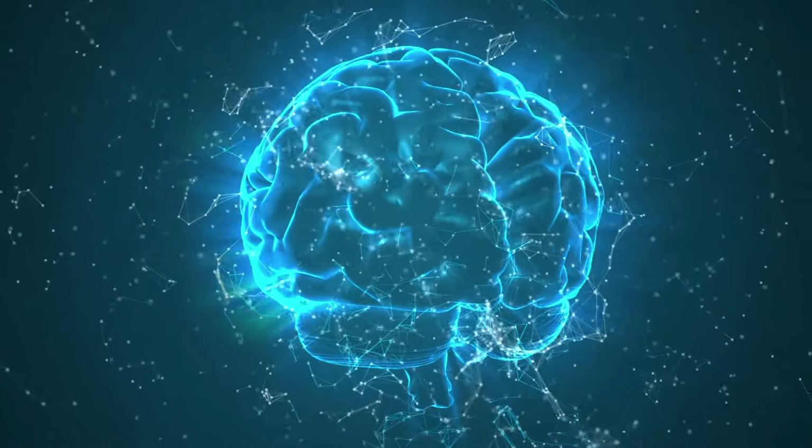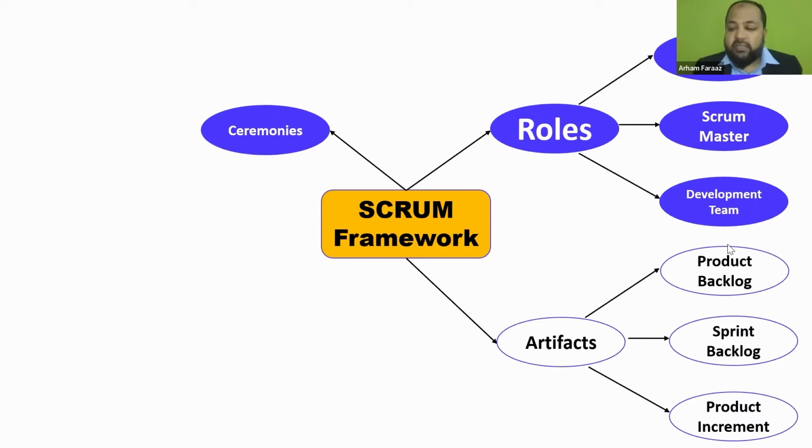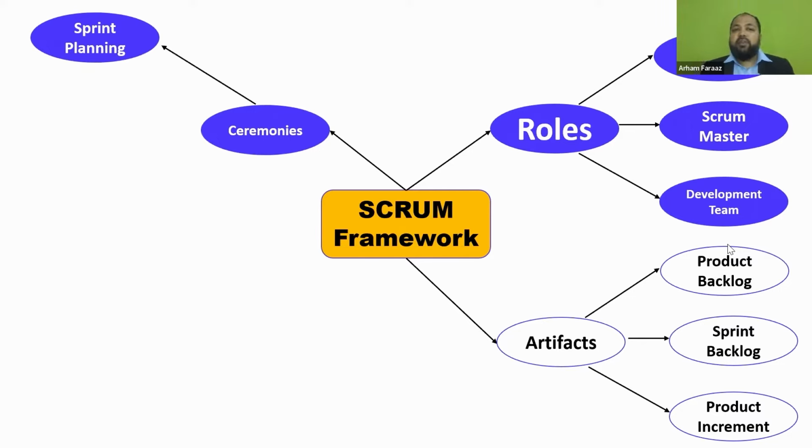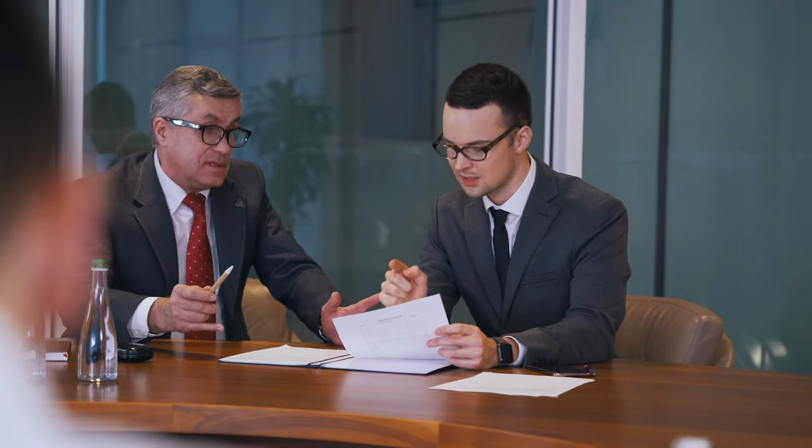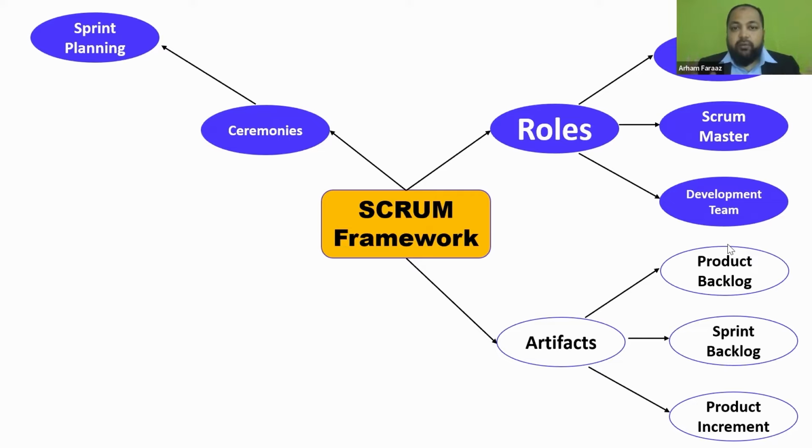Okay, so then ceremonies or events. What are these ceremonies or events in Scrum? The first one is sprint planning. This happens in the beginning of the sprint. We plan what needs to be delivered, we set a goal, and all other things that are needed to be delivered for that particular sprint. We discuss, we estimate, we break down tasks. We'll see more in the coming slides.